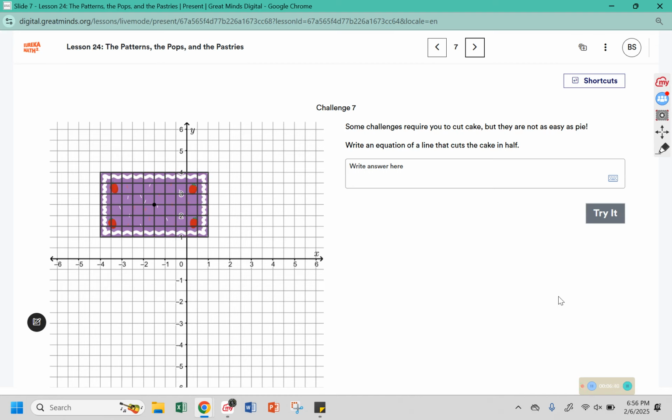Some challenges require you to cut cake, but they are not as easy as pie. Write an equation of the line that cuts the cake in half. We just saw that a line with x equals and a number was a vertical line. So if we wanted to cut this vertically in half, the x value we would need is -1.5.